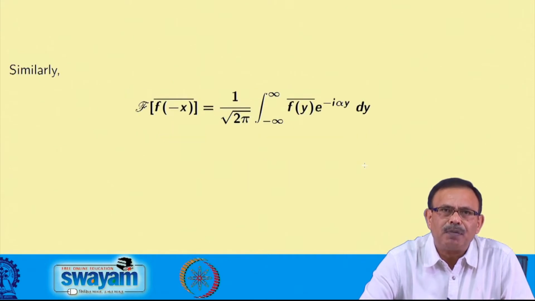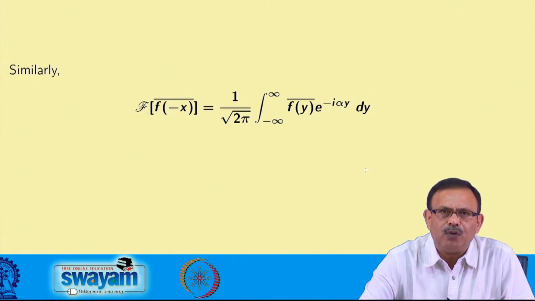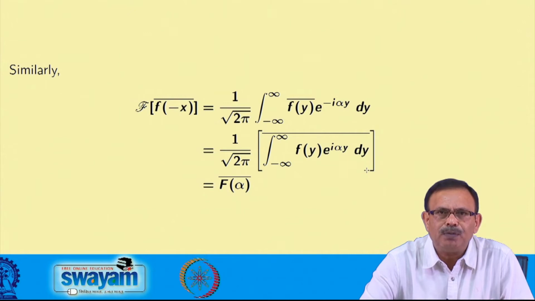Similarly, for the second part, Fourier transform of f of minus x bar, directly I can write 1 by root 2 pi, integral from minus infinity to infinity of f y bar e power minus i alpha y into dy. And the bar I can put on the entire integration, so that e power minus i alpha y can be written as e power i alpha y bar, and this integral is nothing but capital F of alpha, and the bar will be there. This completes the proof of the second part also.